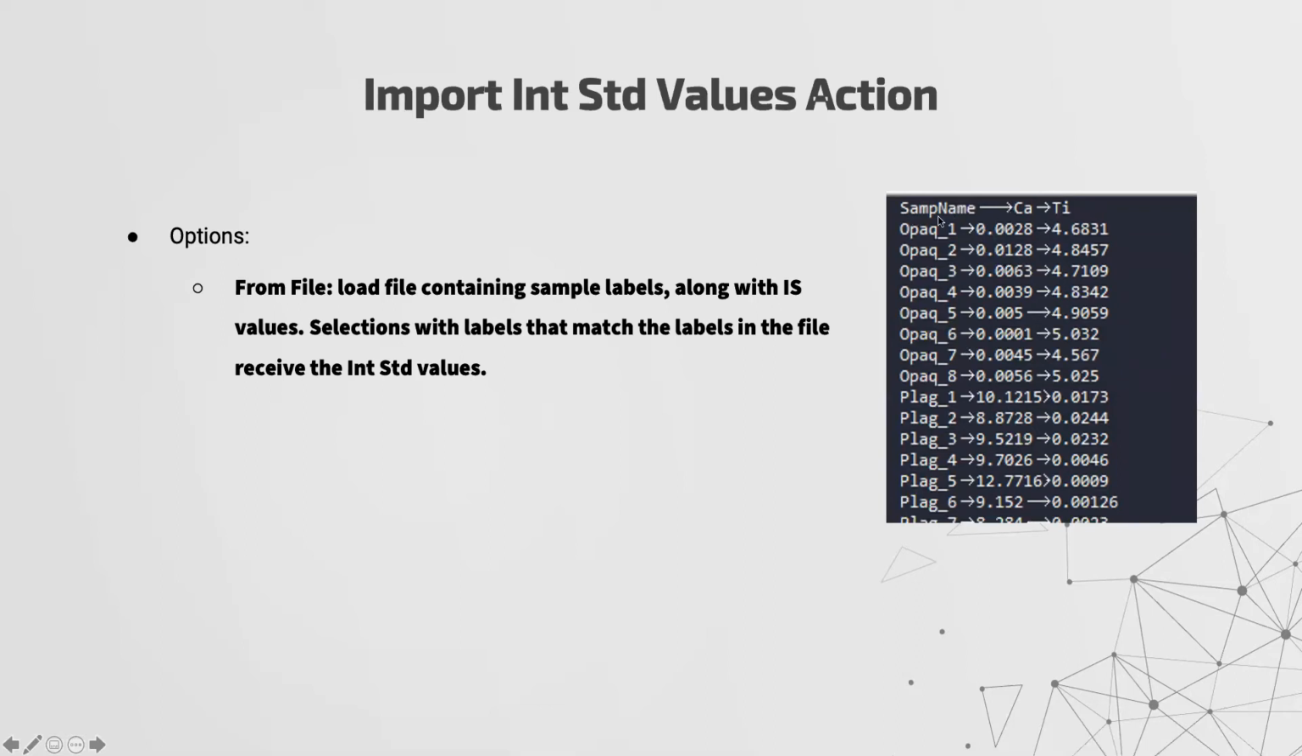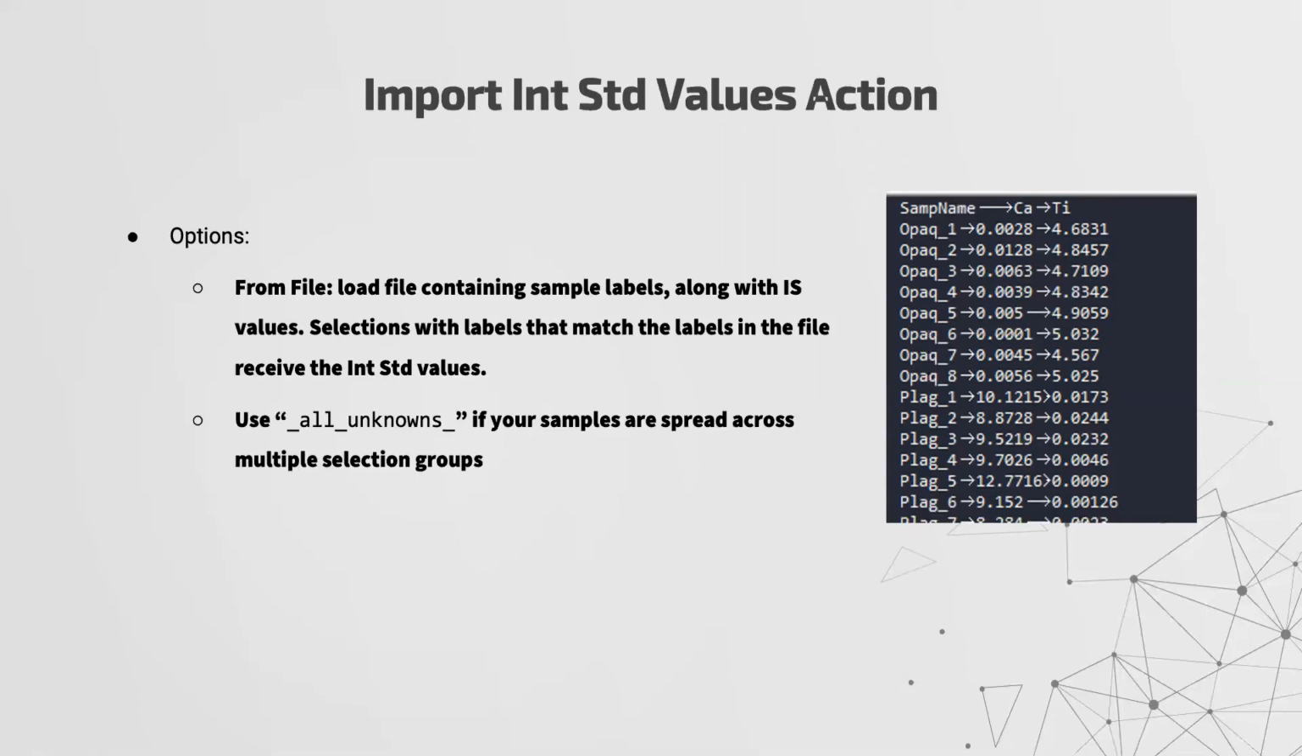The first column header has to be SAMP name. And then after that, you have whatever elements you've measured, and you can have as many as you like. Down this first column, you have your sample labels, which should be the same as your selection labels. And then you have your calcium values and your titanium values or whatever. That's the best way to match up individual, say, probe analyses with your laser analyses.